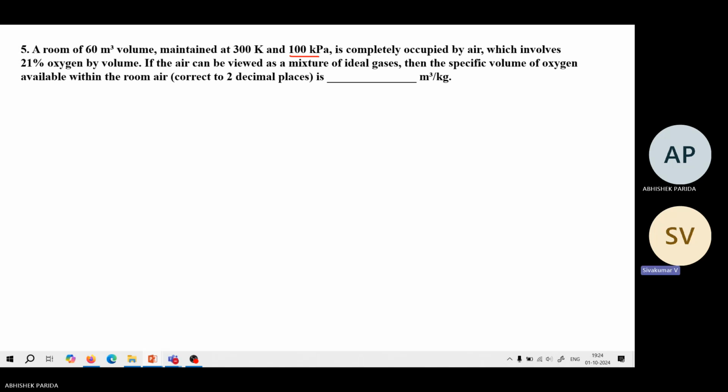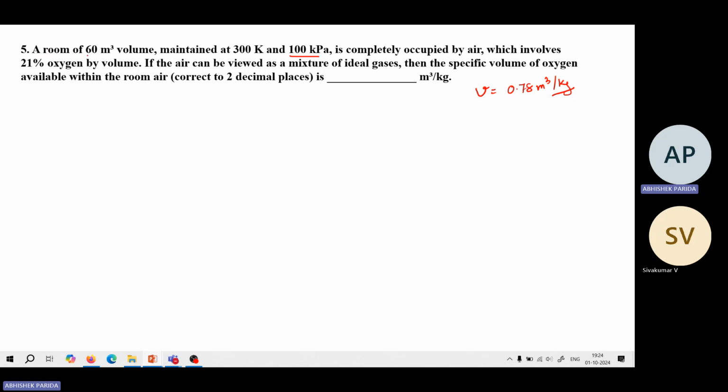Specific volume value is around 0.78 meter cube per kg, sir. I have used that PV equal to 0.78 meter cube per kg. Okay, so let's start solving. I think you missed a trick here. Where did you make the mistake? We'll see here. So the thing is, first read the question carefully.